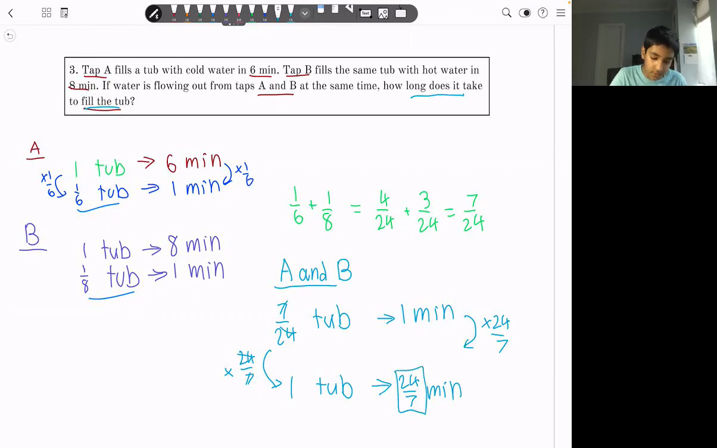How long will it take to fill the tub with both taps? Any questions? Nope.